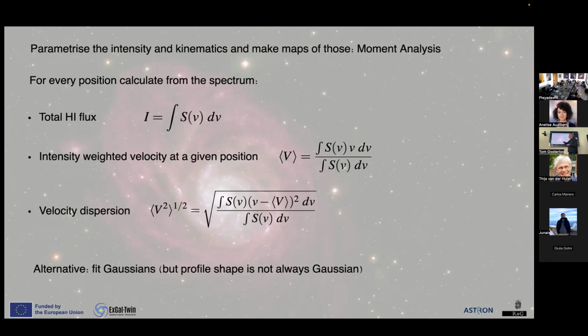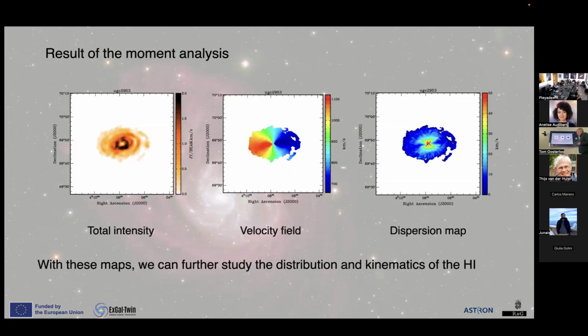It's simple, you take your spectrum, and you compute these quantities, and that produces this velocity field and the total H1 number. An alternative would be to fit Gaussians, and then your Gaussian also gives these parameters, but profiles are not always Gaussian. So that does not always work. This looks very simple, but it is more reliable in general. So this is what you get out of it. This is the zero moment, first moment, second moment, and you can do your science.